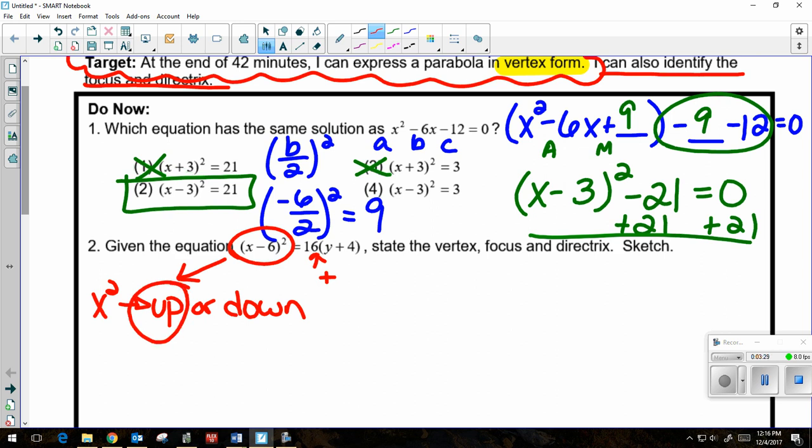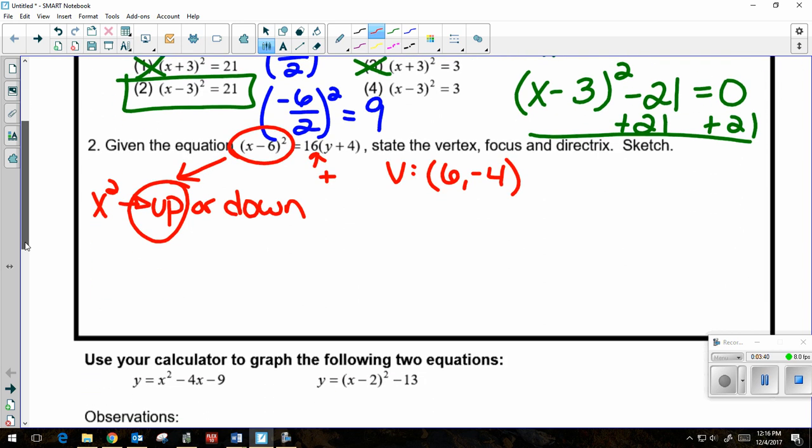The vertex is what's being added or subtracted to x and y. So my vertex is going to be 6, negative 4, because it's always the opposite. Because it's an x minus 6, it's going to be a positive 6 in the vertex, and because it's y plus 4, it's going to be a negative 4 in the vertex. So I can start by sketching that. So here's my vertex, and it opens up.